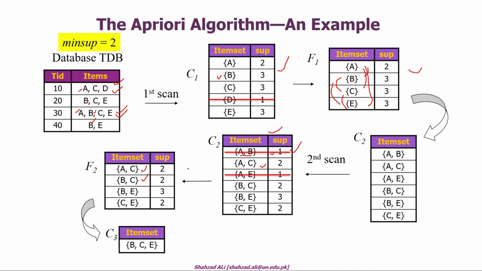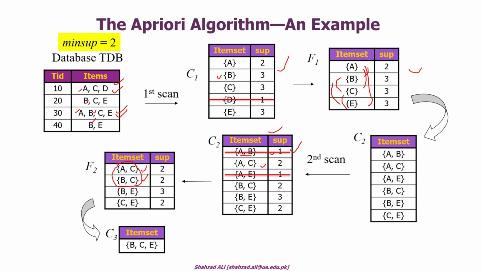That's why we cannot consider ABC as a frequent item set. You may consider that A, C and BC are frequent, and then their superset is also frequent. So here is a problem. When we join these two item sets, we get ABC.